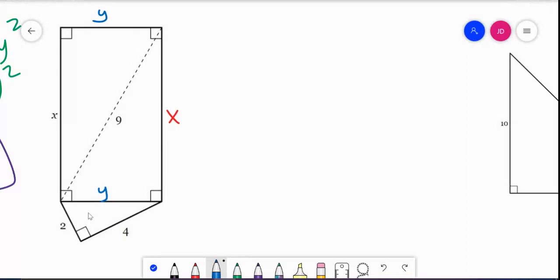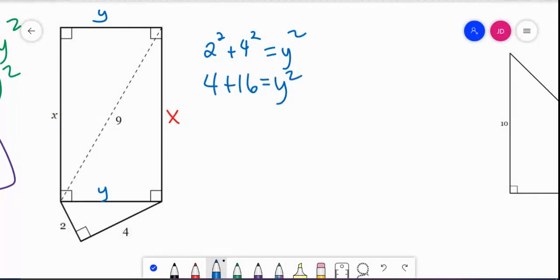So we have the legs here, 2 and 4. So we have 2 squared plus 4 squared equals y squared. 2 squared is 4. 4 squared is 16, equals y squared. 4 plus 16 is 20, equals y squared. Find the square root of both sides. And I'm going to leave it as the square root of 20.